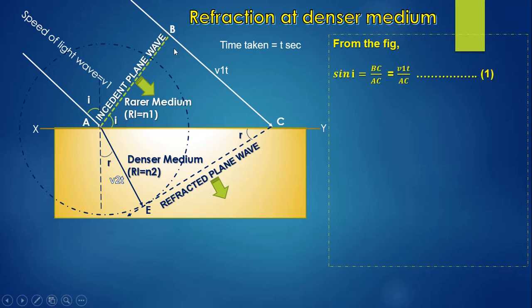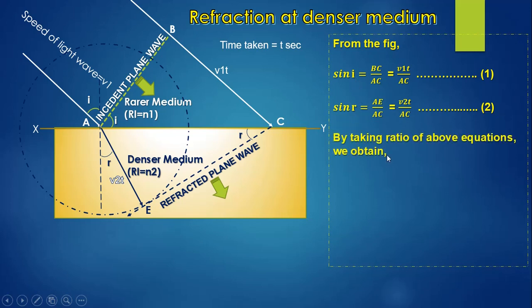So sine I equals the opposite side BC divided by the hypotenuse AC. The value of BC is V1 into T, divided by AC. Write it as equation number 1. Then for the triangle ACE, write the sine value. Sine R equals the opposite side AE divided by the hypotenuse AC, and the value of AE is V2 T divided by AC. Write it as equation number 2. Then take the ratio sine I by sine R. We get V1 by V2, as AC and T get cancelled.